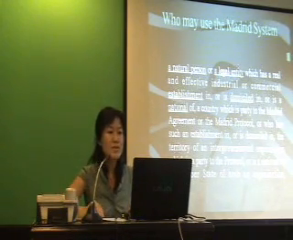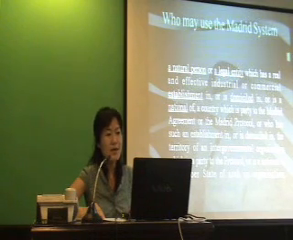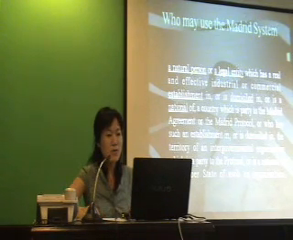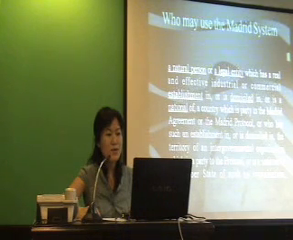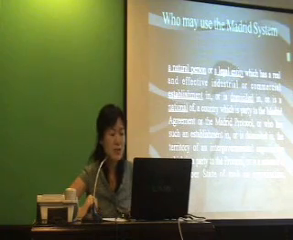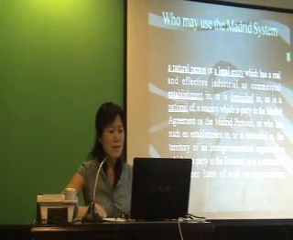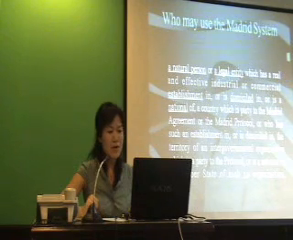Who may use the Madrid system? A natural person or legal entity which has a real and effective industrial or commercial establishment in, or is domiciled in, or is a national of a country which is a party to the Madrid Agreement or the Madrid Protocol, or has the same condition in the territory of an intergovernmental organization.